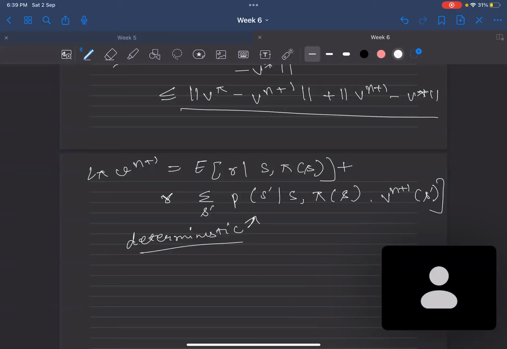So basically, there's no difference. In place of A, I have written pi of s, because it is deterministic. Whenever I am in S, I'll go to A. That is the policy. Whenever I'm in S, pi of S will tell me to go to A. The same deterministic thing. That is why pi of S is written.